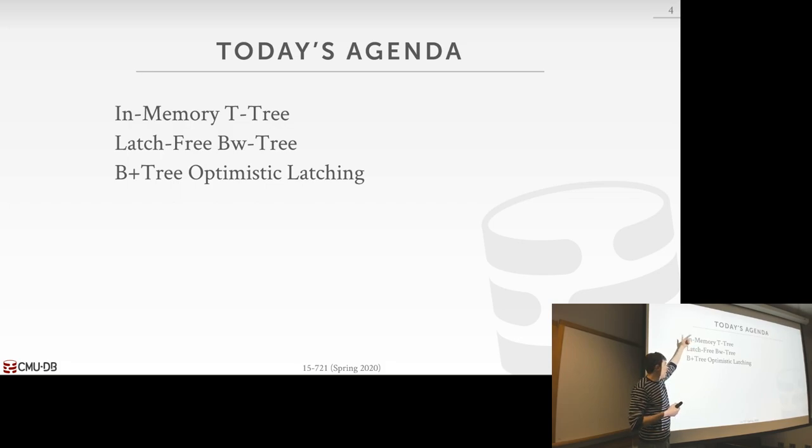in-memory databases, in particular the T-tree. Then we'll finish up with how to take a regular B+ tree, as we described in the introduction class, and do something a bit smarter in how we do latching. That's how, when you read that paper and see the B+ tree beat the BW-tree, they're going to be using this last technique, okay?